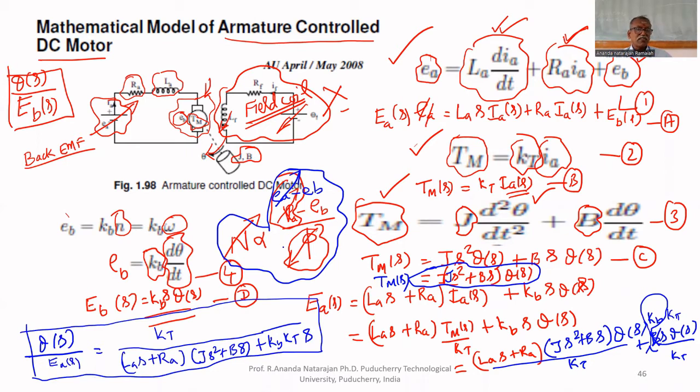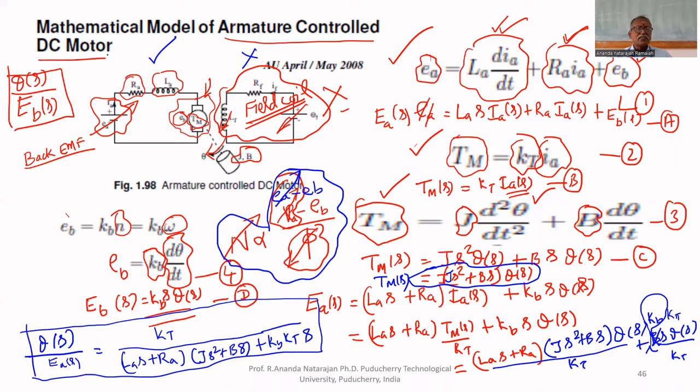In the armature controlled DC motor, we are not adjusting the flux. Flux remains constant. That's why there is no equation for this field part. We are writing equation for this part only. By adjusting EA, we are adjusting speed. That's why it is called armature controlled DC motor.